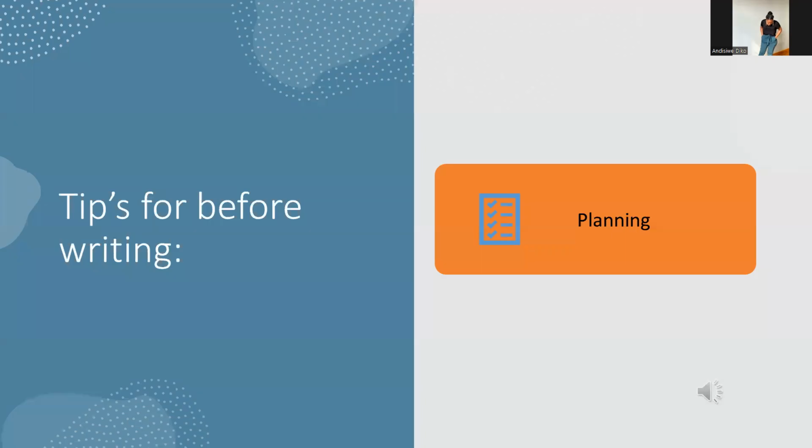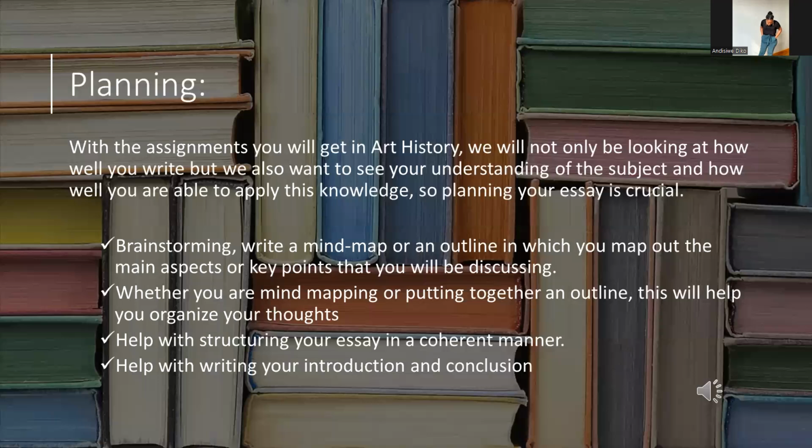Now, the first thing we'll talk about is planning. With all the assignments you're getting in art history, we will not only be looking at how well you write, but we also want to see your understanding of the subject and how well you're able to apply the knowledge you've learned in the subject.